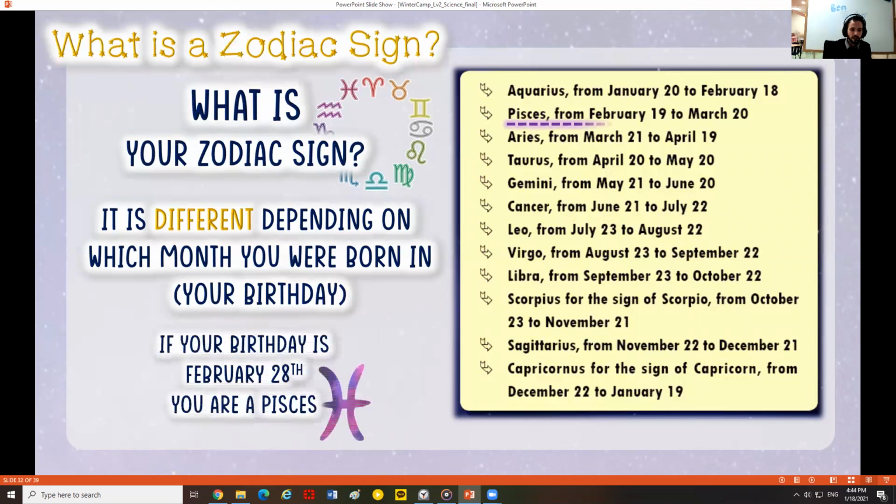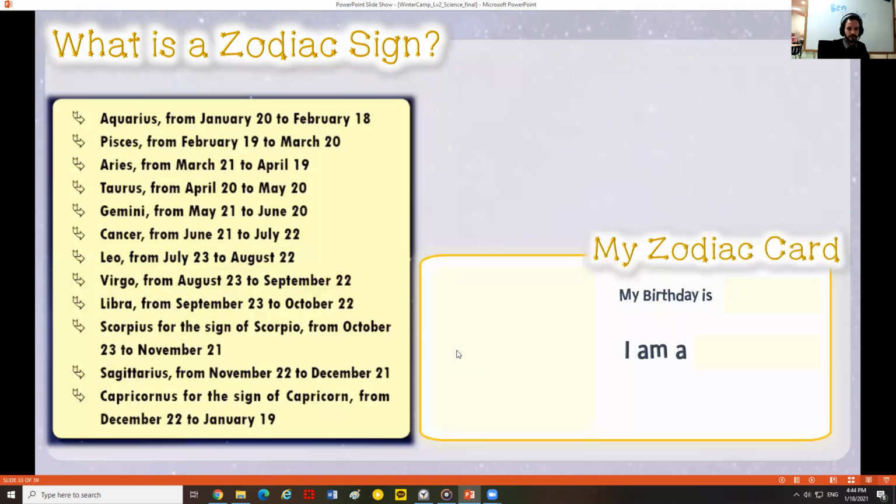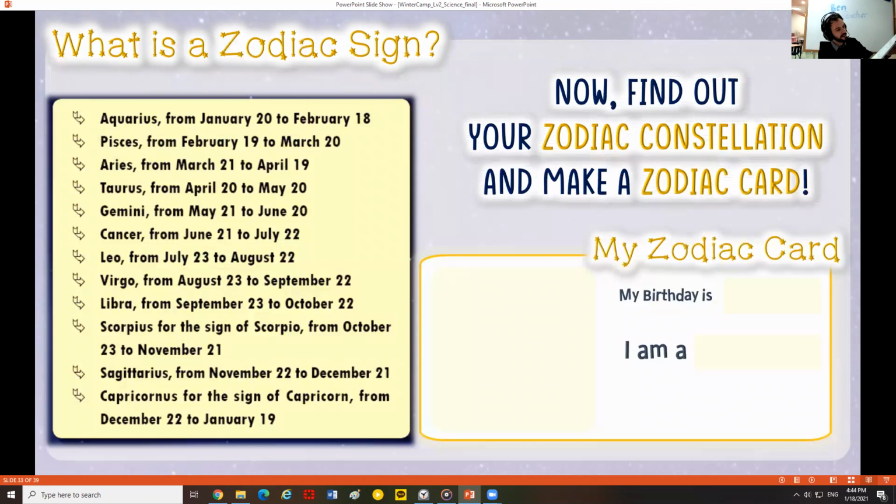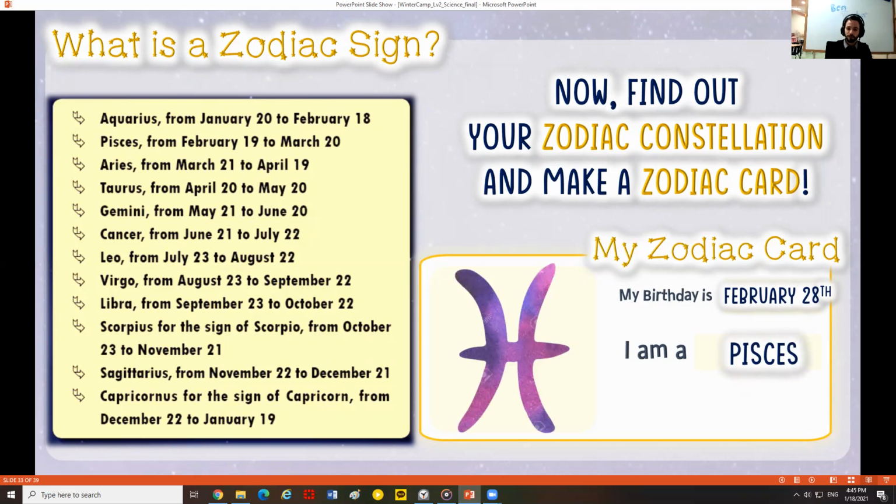So for example, if you were born on February 28th, well, you were born between February 19th and March 20th, so you are a Pisces. So take a look at the chart to make your own zodiac card. I was born on August 16th, between July 23rd and August 22nd, so I am a Leo. If you were born on February 28th, you are a Pisces. So don't forget to write your birthday, your zodiac sign, and draw your sign.